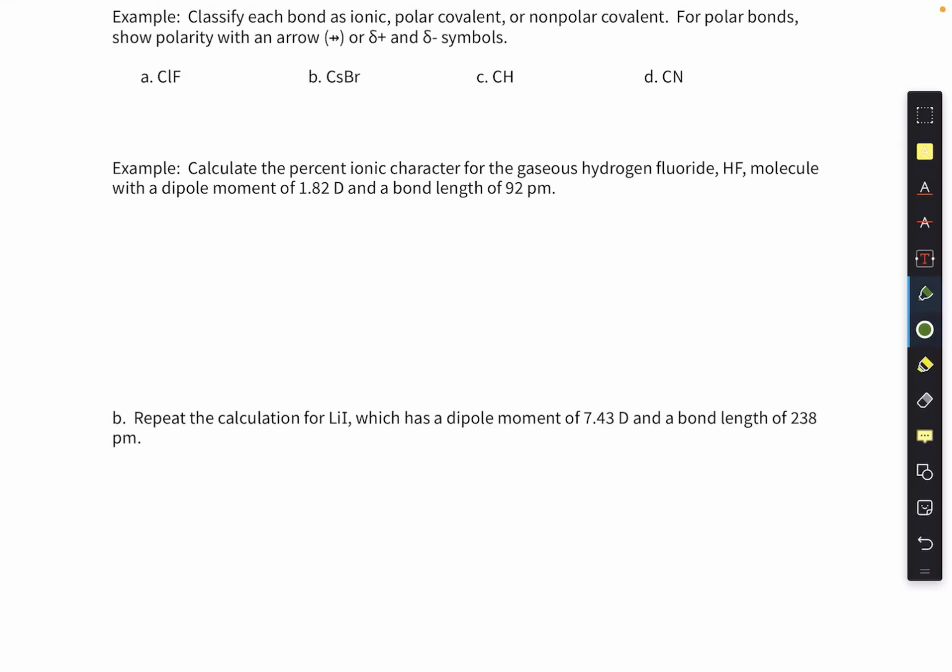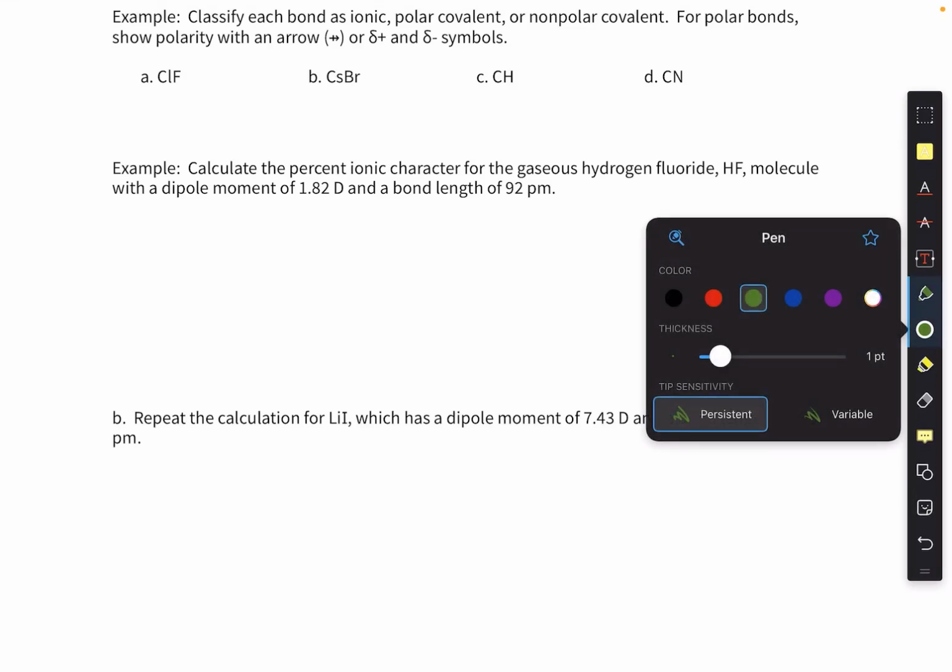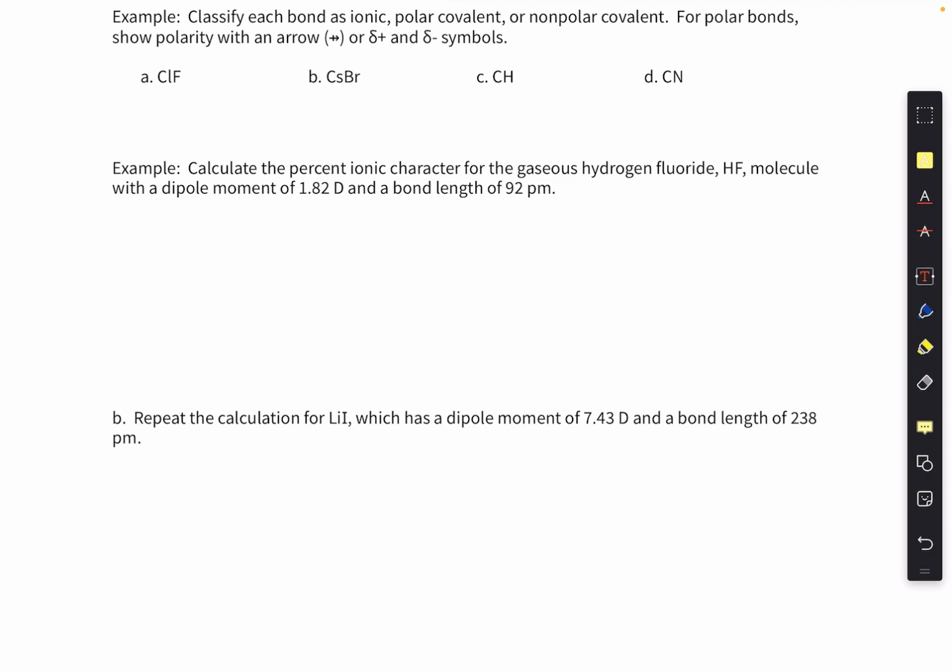So our first example asks us to classify all of these bonds as polar, nonpolar, or ionic. And for polar bonds, show the polarity with an arrow. And so the first one here is CLF.